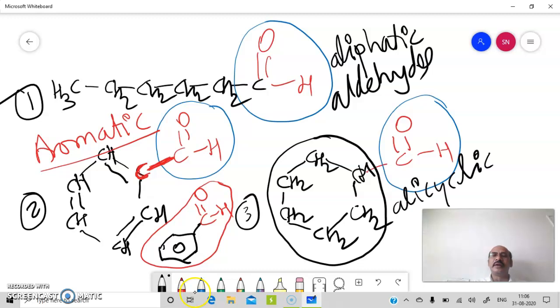Alicyclic skeleton or cycloalkyl. It is like an alkane, carbon-carbon single bond, but cyclic, so you can write cycloalkyl. So a cycloalkyl aldehyde or alicyclic aldehyde means properties of open chain, carbon single bond carbon compounds, but the structure is cyclic, so alicyclic. And to that alicyclic carbon, the functional group, the aldehydic group, is directly connected. So such type of aldehydes are called alicyclic aldehydes. So here students, you have to remember what the functional group is.